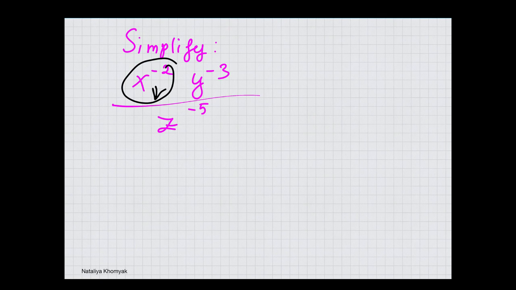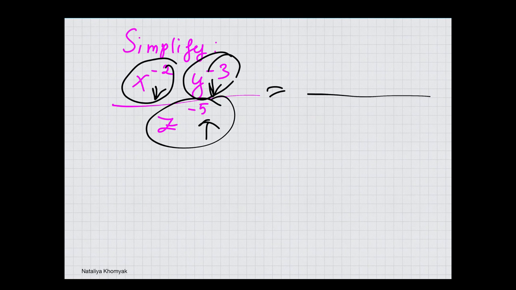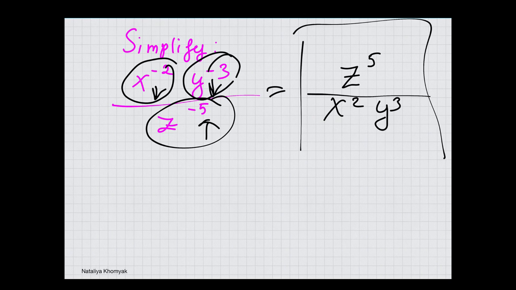Here we have x to the negative 2. This will have to go down. Y to the negative 3 will have to go down. Z to the negative 5 will have to come up. So the new fraction will be z to the 5 in the numerator, x squared, y to the 3 in the denominator. And this is our solution.